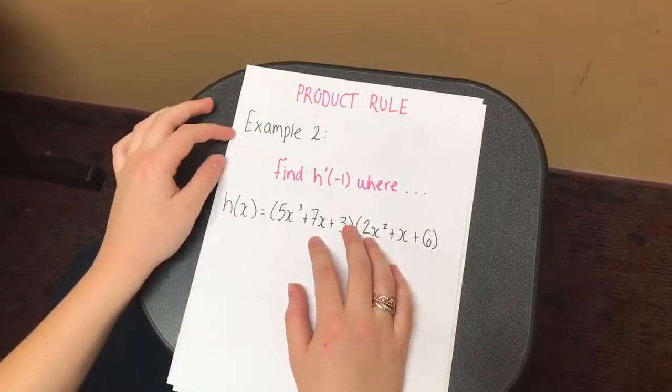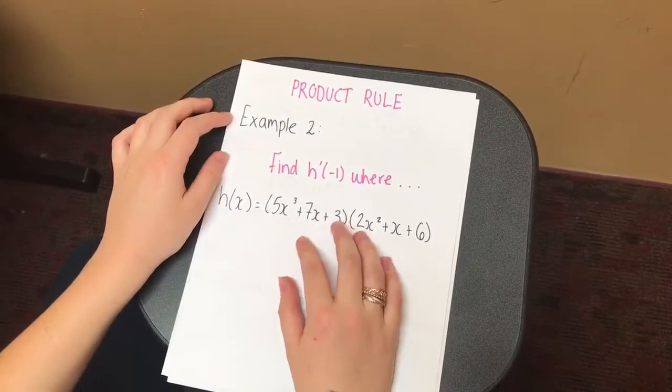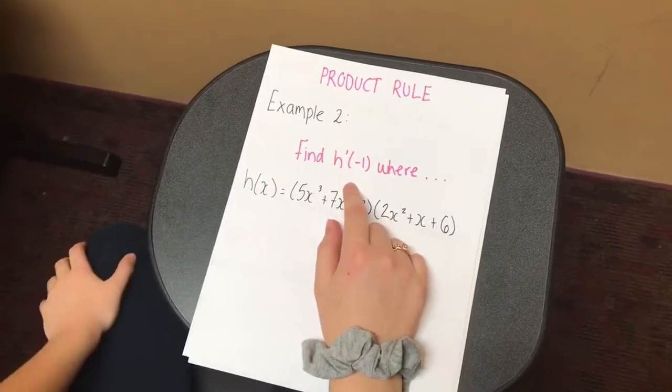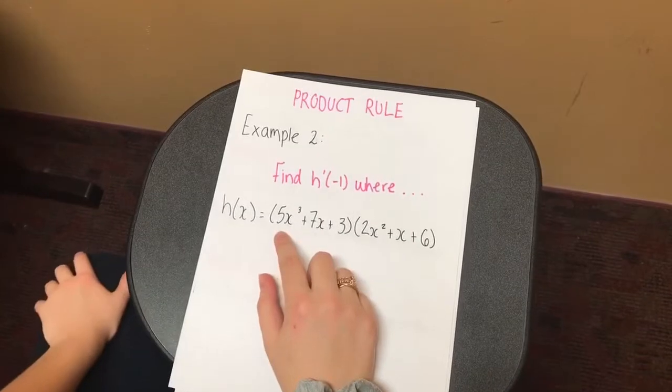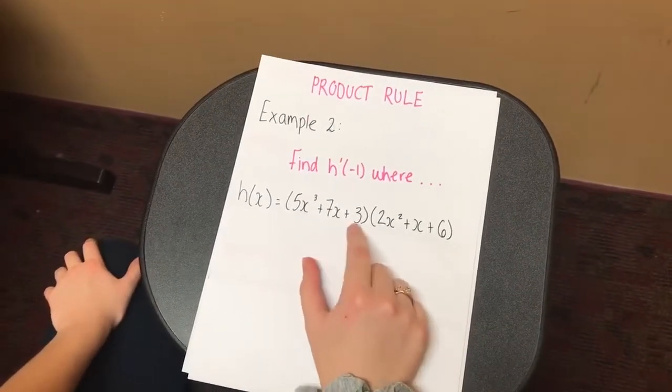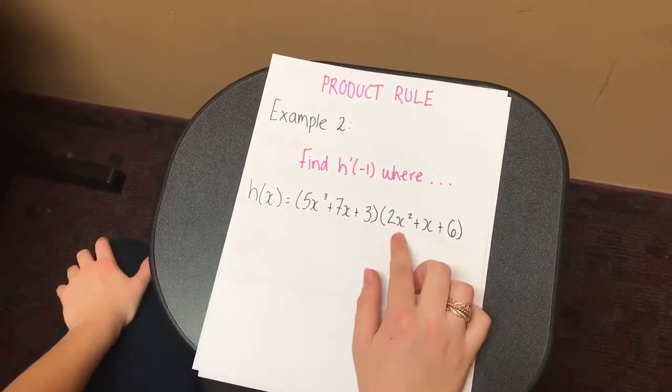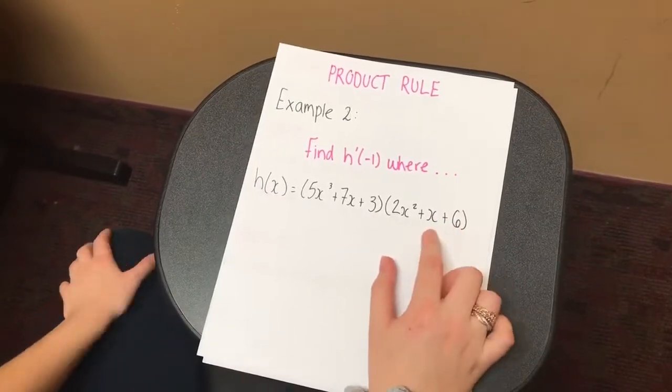All right, so now we have example 2 that I have for the product rule. So we're going to find h at -1, where h at x equals 5x to the power of 3 plus 7x plus 3 times 2x to the power of 2 plus x plus 6. And I know that looks like 2 brackets, but it's an x, so sorry for that.